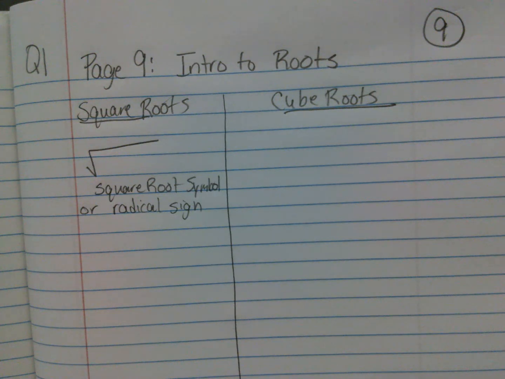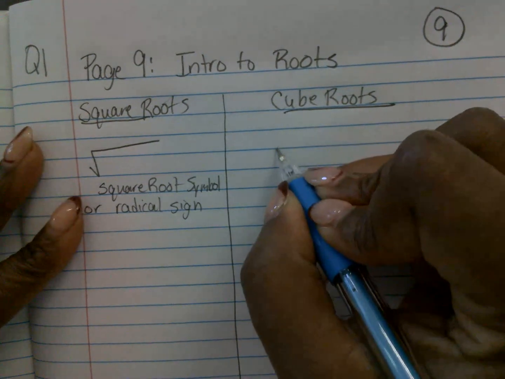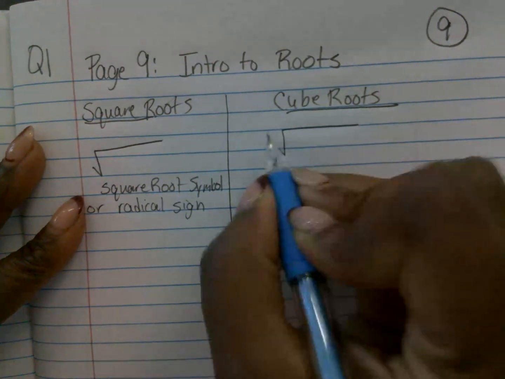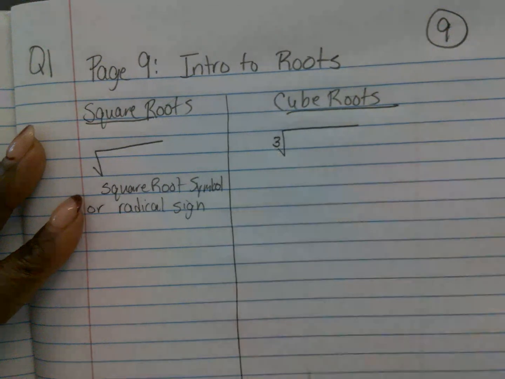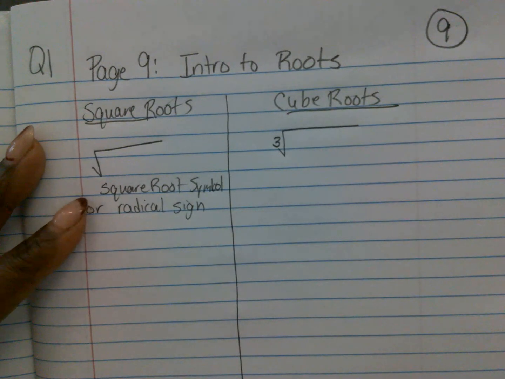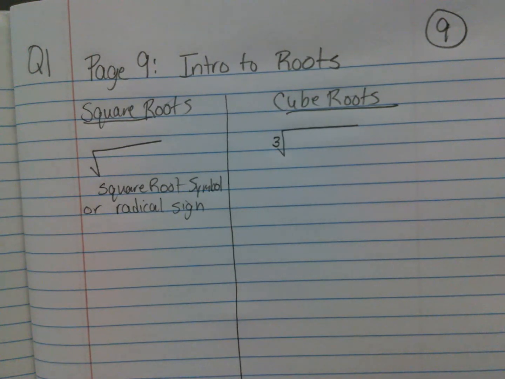It starts with square root, then cube root, then fourth root, fifth root, sixth root. But in this course, all we're going to cover is square root and cube root. Square meaning 2, cube meaning 3. So the cube root symbol looks like this. It's the radical sign, but with the 3 in the left corner. This is a cube root symbol.